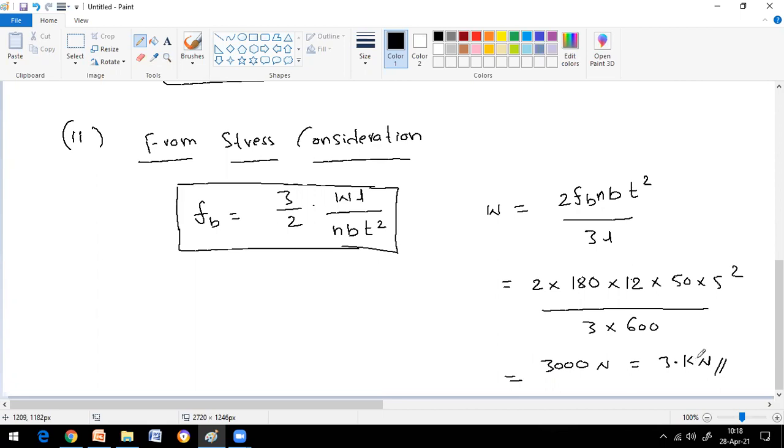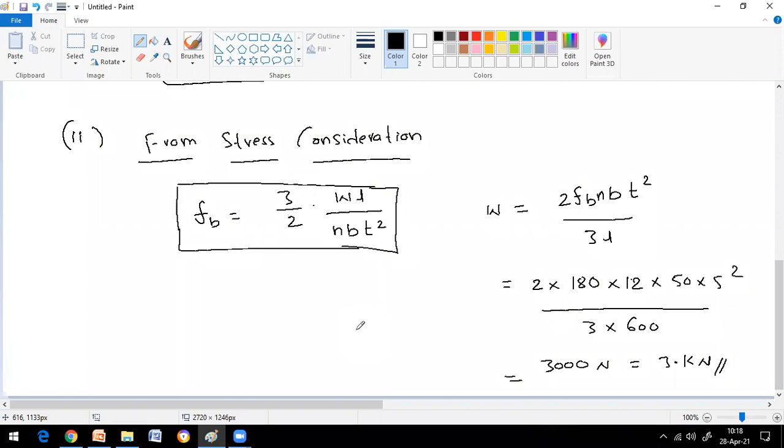Now, based on the deflection consideration your load is 2.86 kilonewton. Based on the bending stress consideration your load is 3 kilonewton. Which is almost near, right? So that is how you have to compare and check your leaf spring. The leaf spring can also be called a carrier spring, or bending spring. So this is how you have to compare the two things.